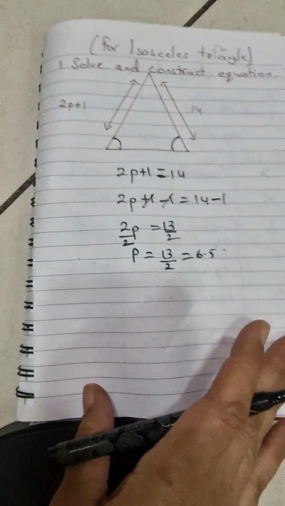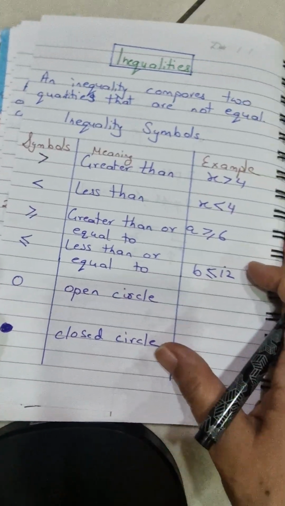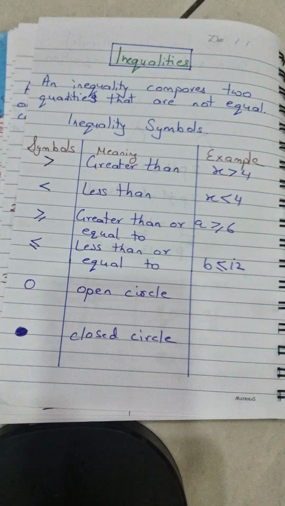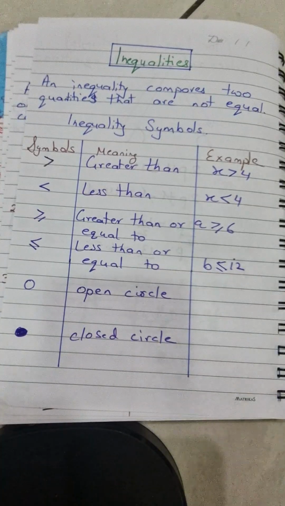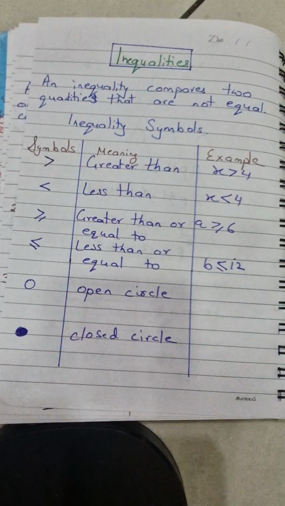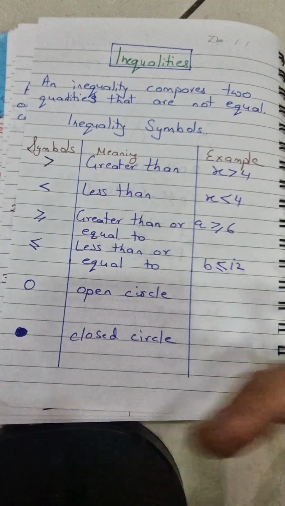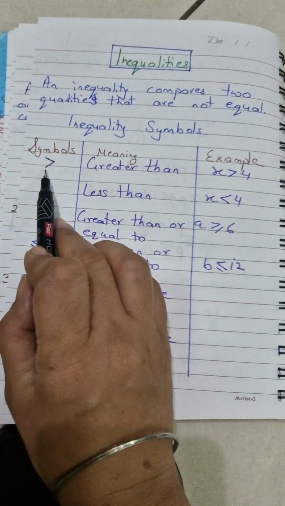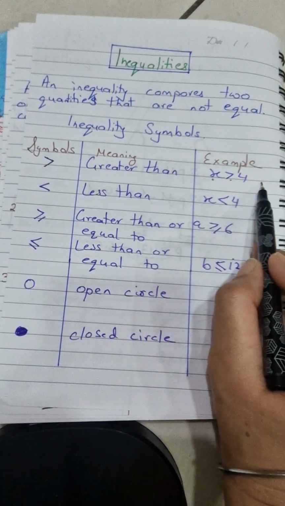Okay. Now next topic is inequalities, children. This is the last topic of the chapter. Inequalities means comparing signs are coming: less than, greater than, greater than or equal to, or less than or equal to. So an inequality compares two quantities that are not equal. So you can see here this sign says greater than, so x is greater than 4.